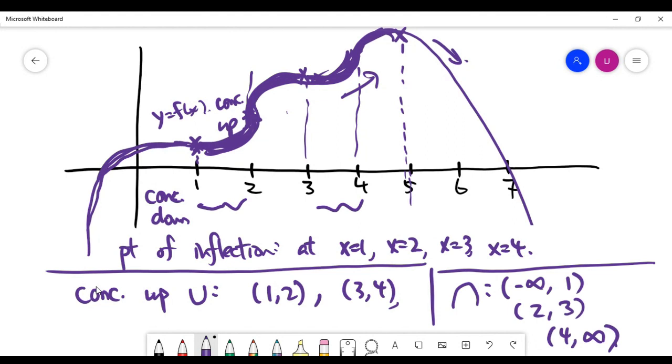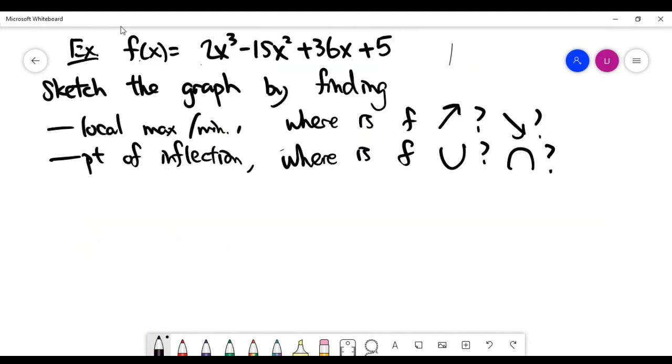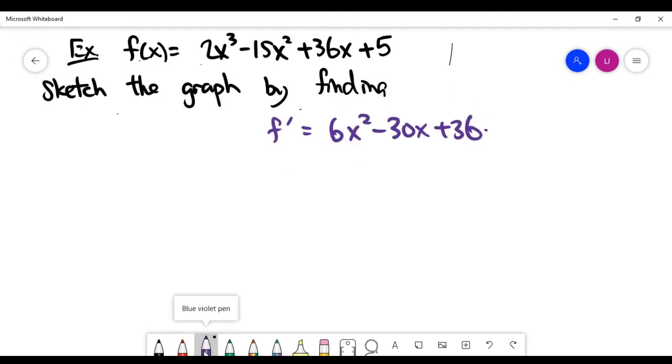And next, we'll do an exercise. In this exercise, you're given a function f, and you have to try to sketch the graph by first finding all the local maximum, minimum, and points of inflection, and where f is increasing, where f is decreasing, and where f is concave up and concave down. So let's do this exercise together. Mathematically, you need f prime and f double prime, and their sign tables.